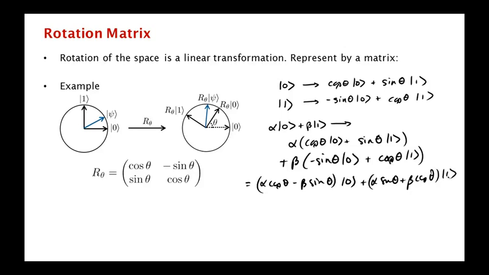Okay, so the fact that rotation is a linear operation means that you can express it as a matrix. And of course, what should the matrix look like? Well, the columns of this matrix correspond to what the 0 state and the 1 state get transformed into. And so the columns of the matrix are cosine theta, sine theta, and then the second column is minus sine theta, cosine theta. And of course you can see this because where does 0 get mapped to?